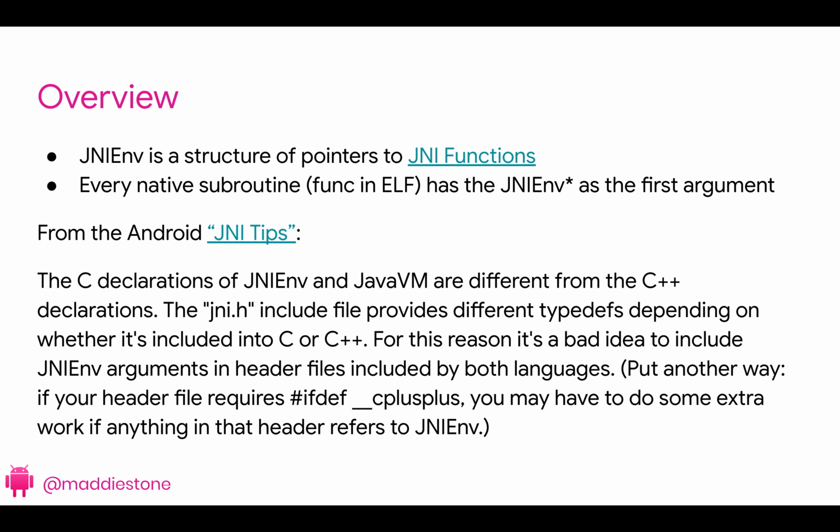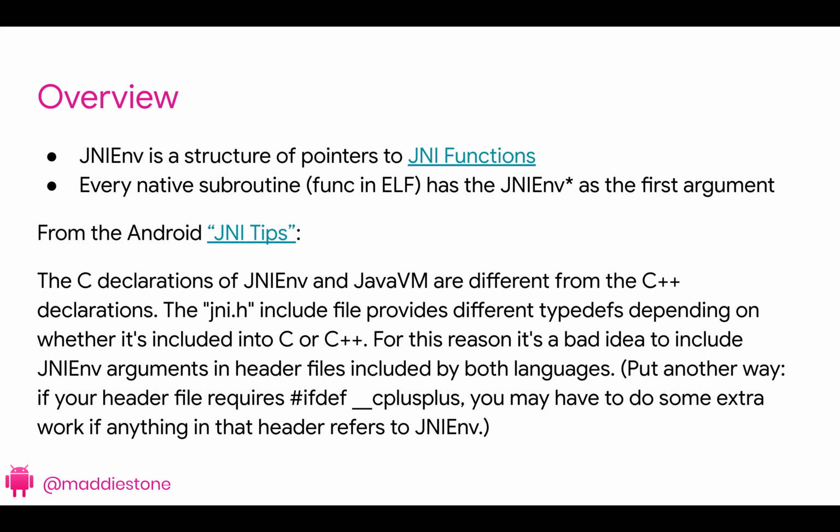So overview. JNI Env is the structure of pointers to different JNI functions, so API calls. And every native subroutine or function in the ELF takes a pointer to the JNI Env struct as its first argument. And so we can sort of concisely put it from that JNI tips thing I linked.